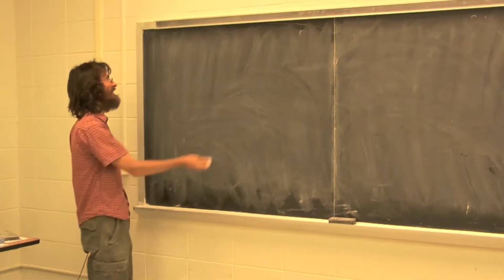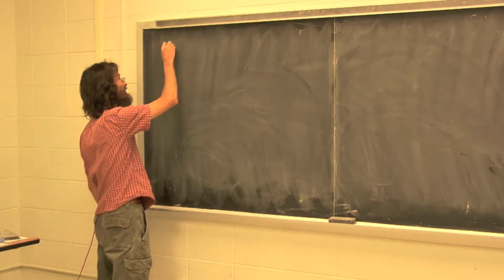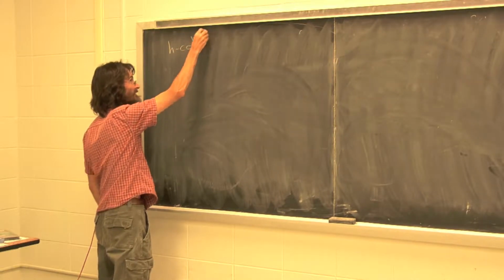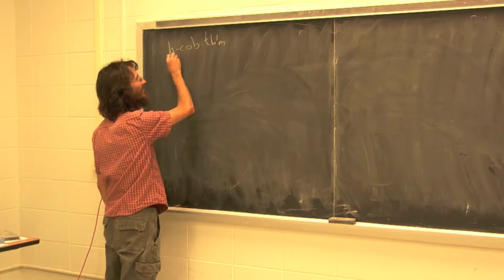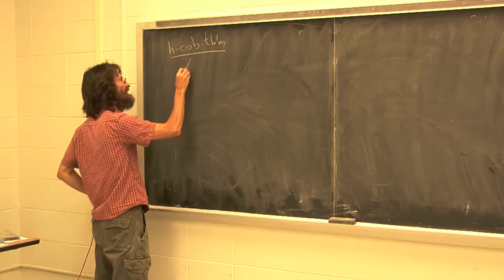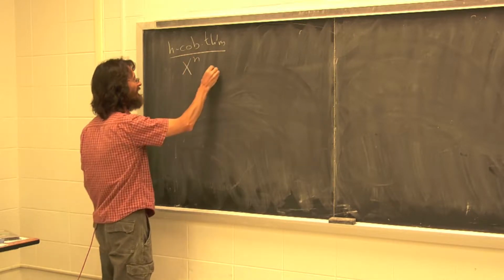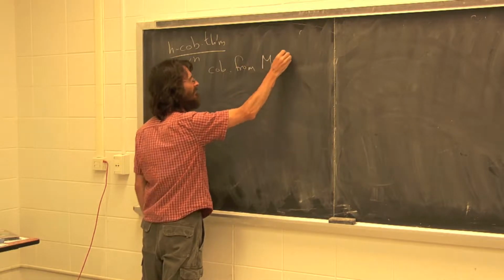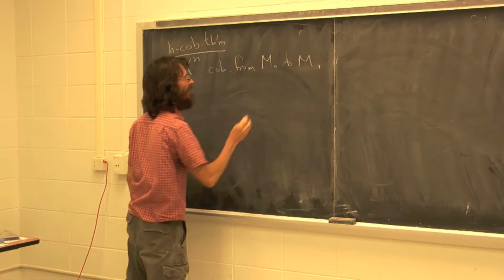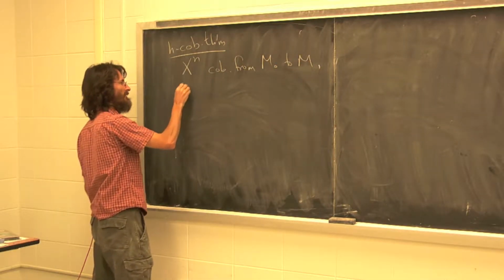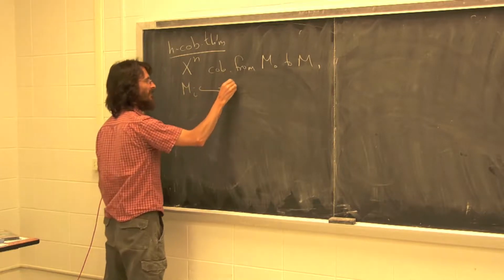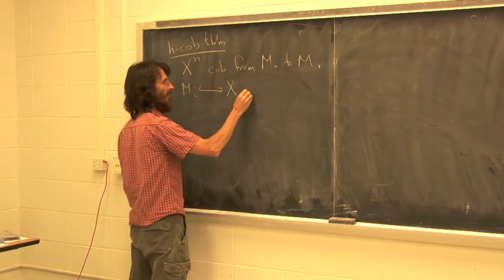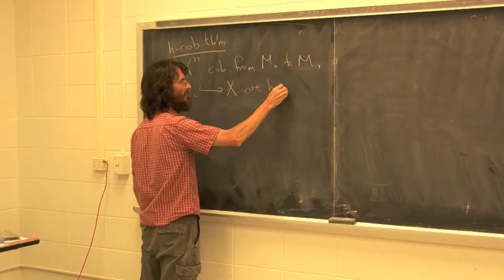We're trying to do the H-cobordism theorem. Okay, so we have an n-dimensional cobordism, X, with ends 0 and 1. And it's an H-cobordism, so the inclusions from either end are homotopy equivalences.